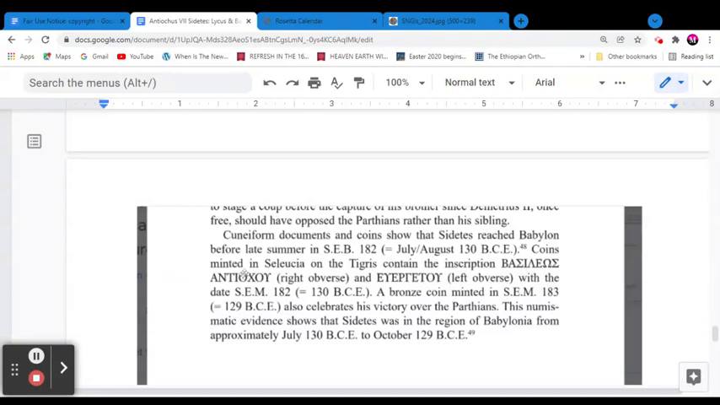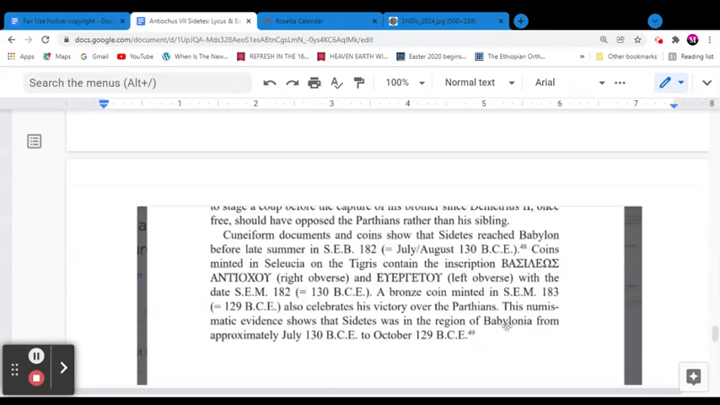Coins minted in Seleucia on the Tigris contain the inscription, okay, I can't read this Greek yet, on the right side, and then this Greek inscription on the left side with the date 182, which is converted to 130 BCE. A bronze coin minted in the SEM 182, that's a Seleucid date year, which converts to 129 BCE, also celebrates his victory over the Parthians.